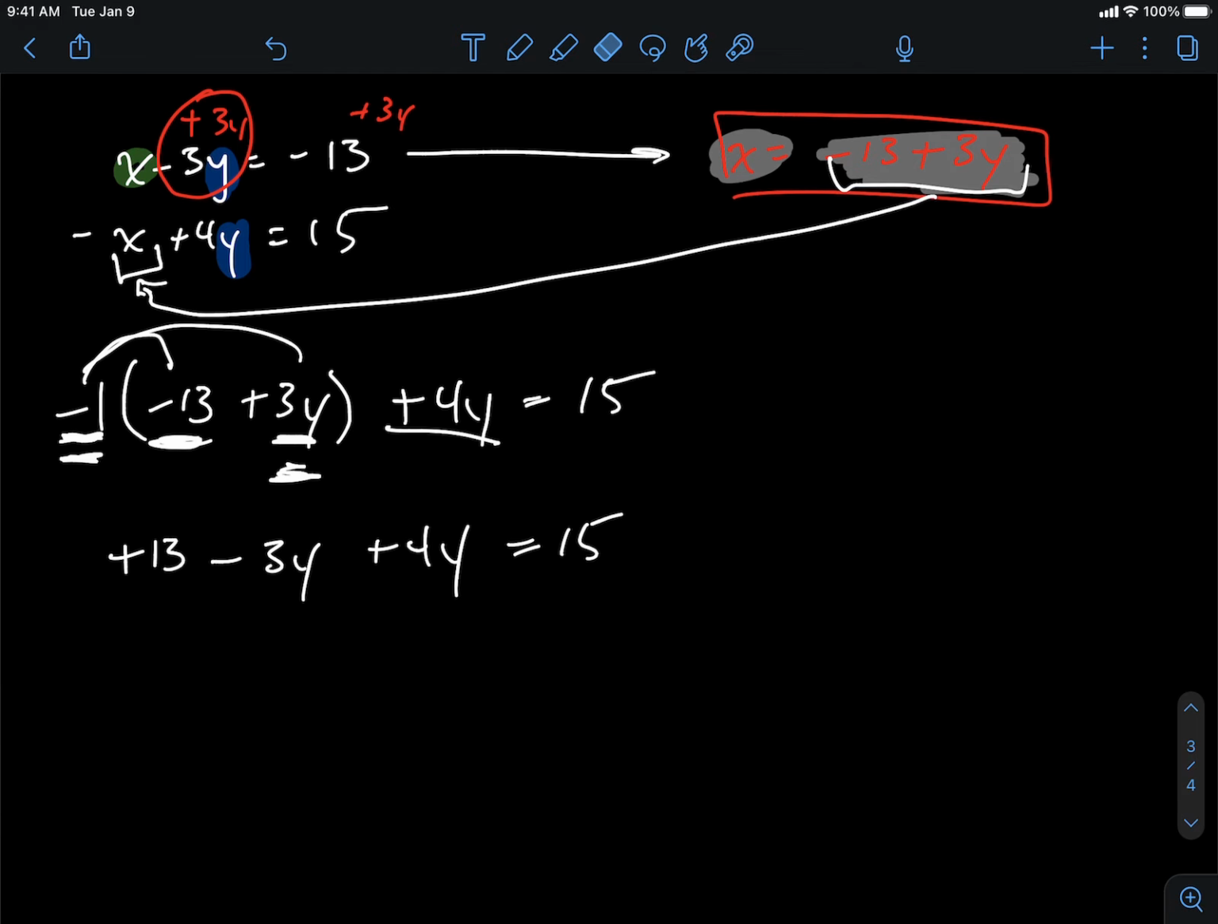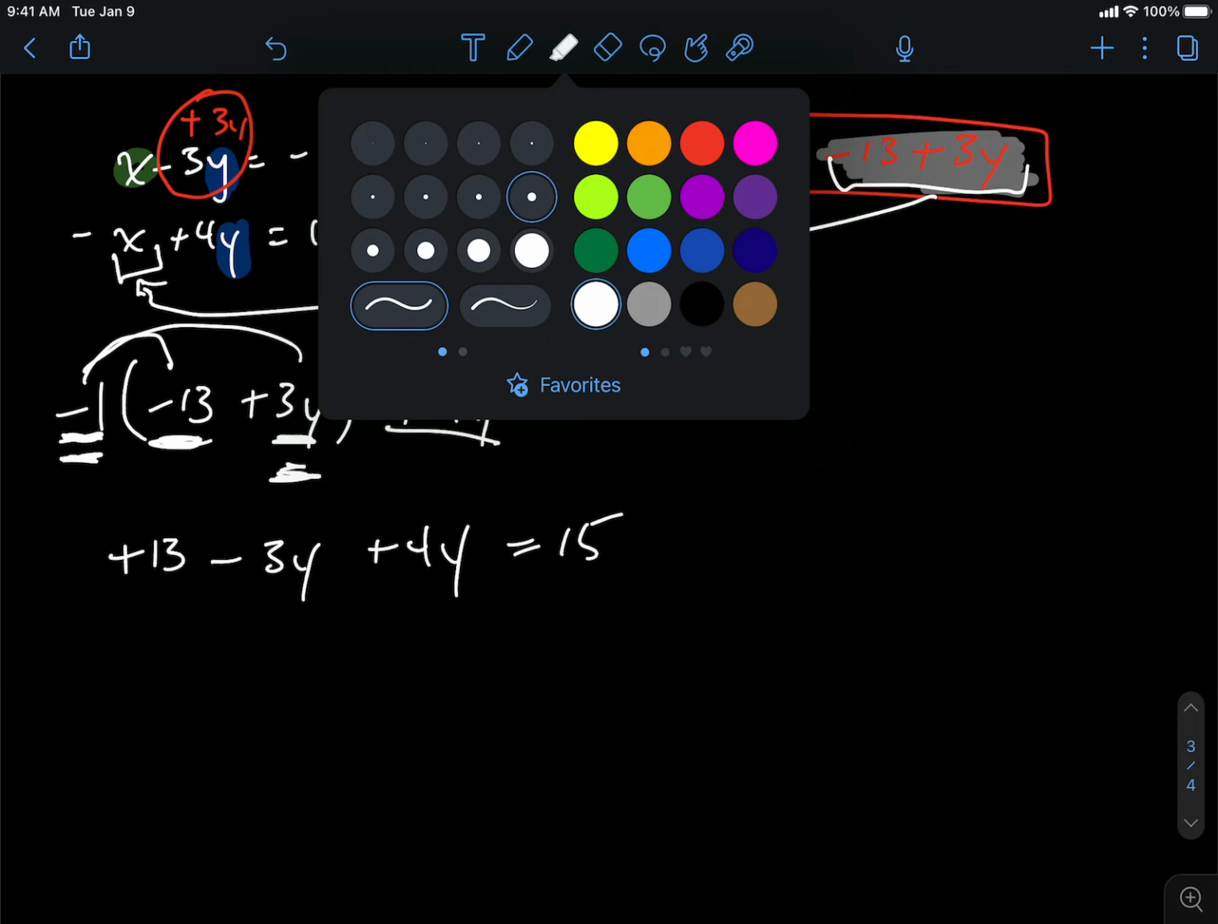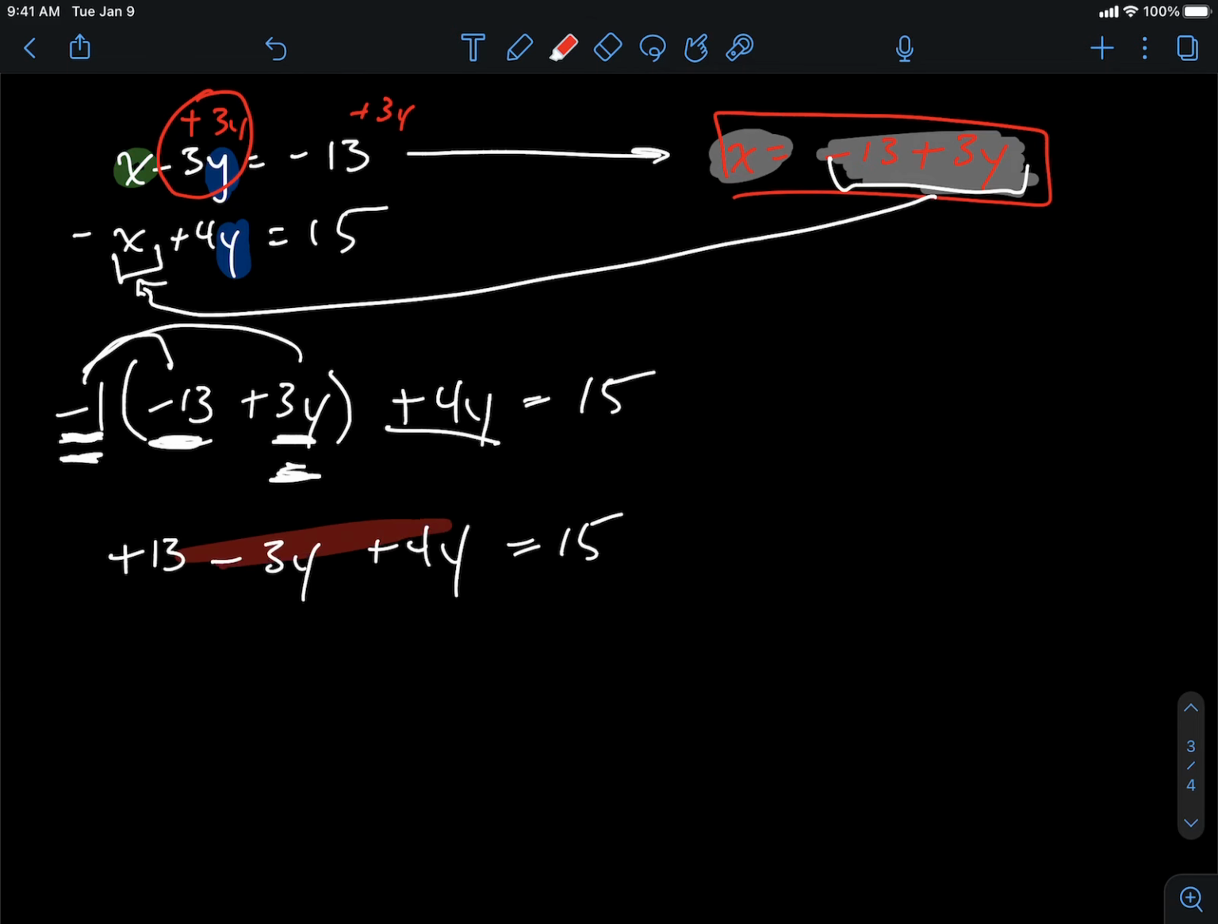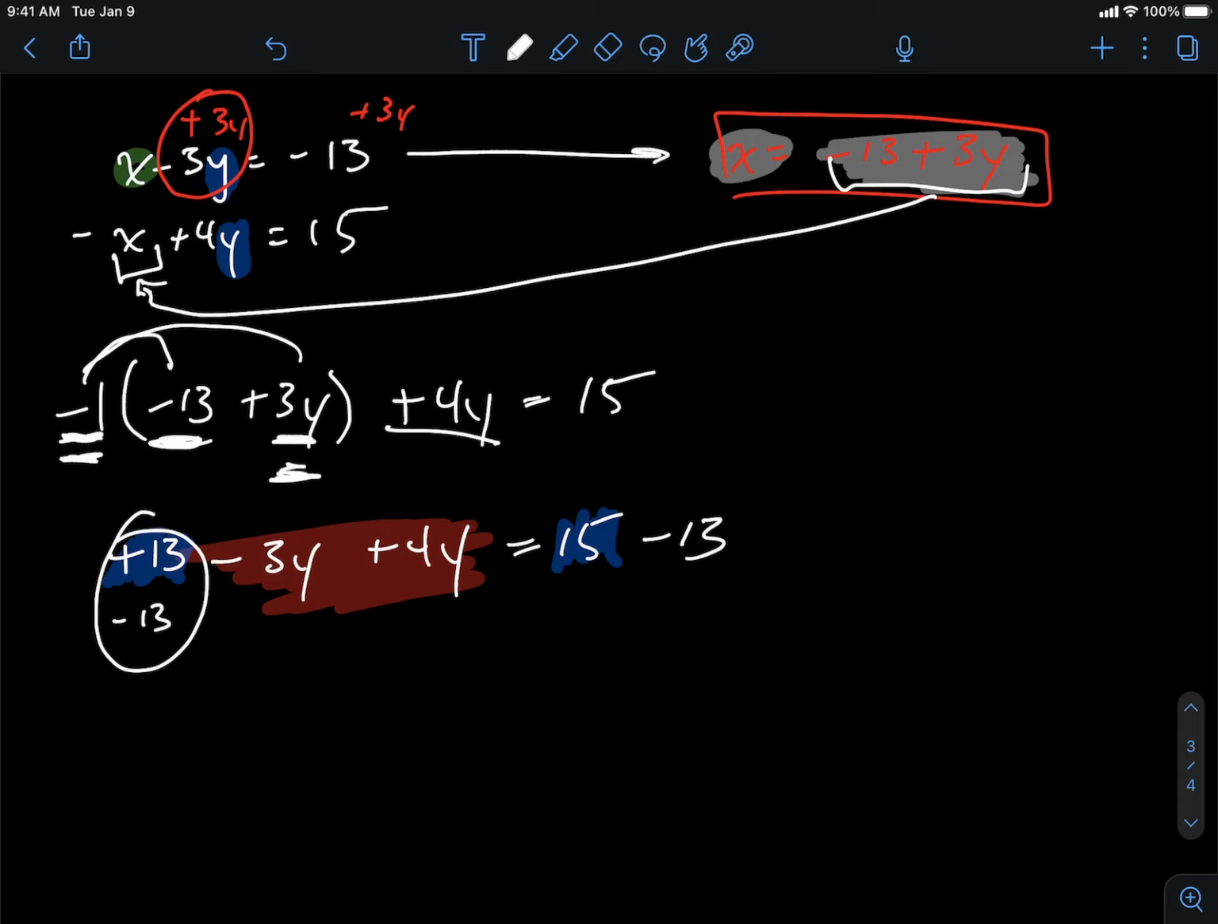Okay, and you say, that's great. What do you got? Well, it looks like I've got some like terms that I can add together, right? I've got some y's, and I also have some numbers. Oops, I don't want the equal sign. So I'm going to get the blue pieces to the other side, and keep the red pieces on the left, right? How do I do that? Subtract 13. You create a zero pair right here, and you've got to do it here. Now I've got negative 3y plus 4y is equal to 15 minus 13.